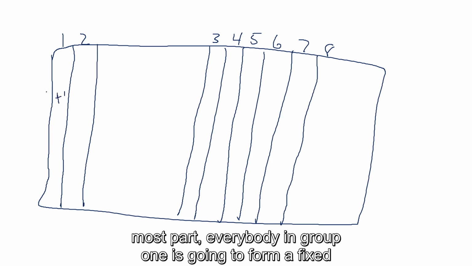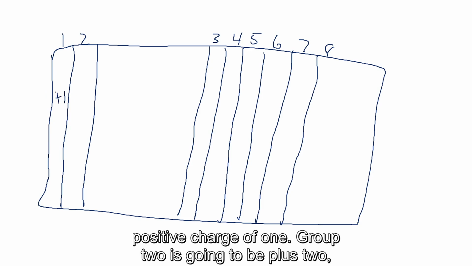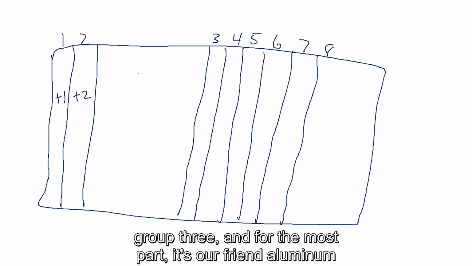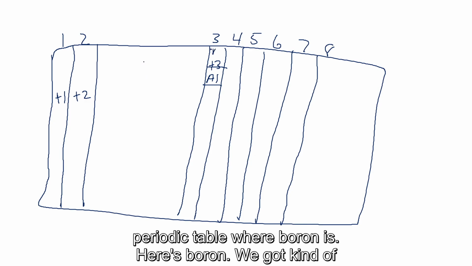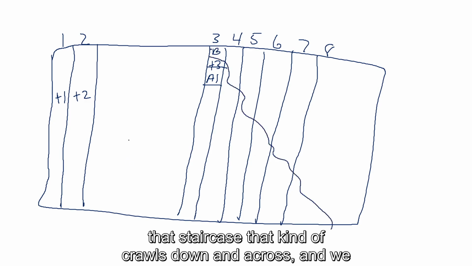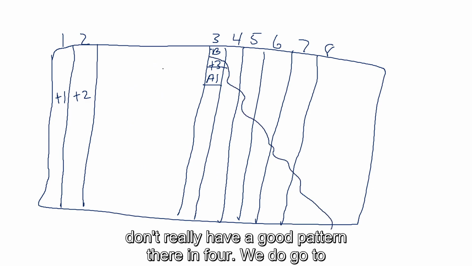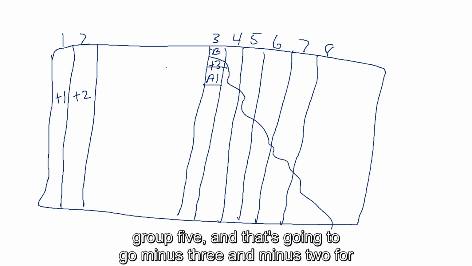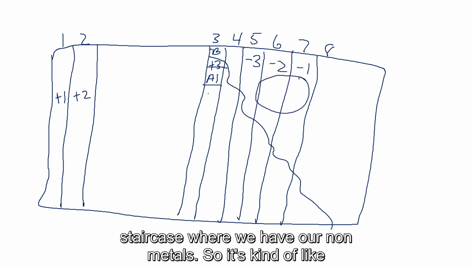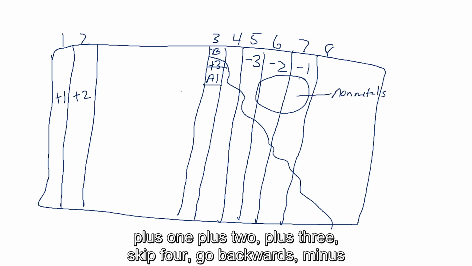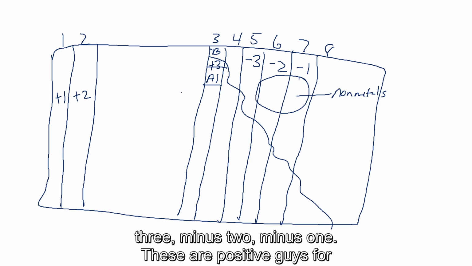And for the most part, everybody in group 1 is going to form a fixed positive charge of 1. Group 2 is going to be +2. Group 3, and for the most part, it's our friend aluminum here. That's going to be a +3. Right around here on the periodic table is where boron appears. We got kind of that staircase that crawls down and across. And we don't really have a good pattern there in 4. We do go to group 5, and that's going to go -3, and -2 for 6, and -1 for 7. We're really talking above the staircase where we have our non-metals. So it's kind of like +1, +2, +3, skip 4, go backwards, -3, -2, -1.